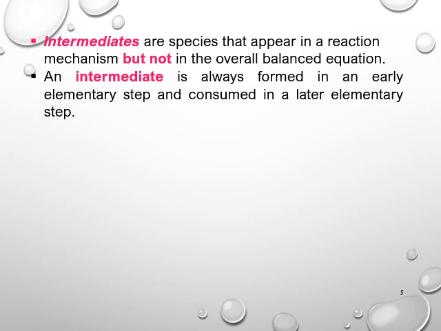Species such as N2O2 are called intermediates because they appear in the mechanism of the reaction, that is the elementary step, but not in the overall balanced equation. Keep in mind that an intermediate is always formed in an early elementary step and consumed in a later elementary step.